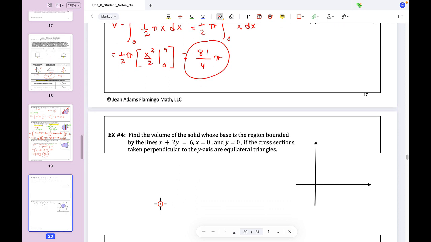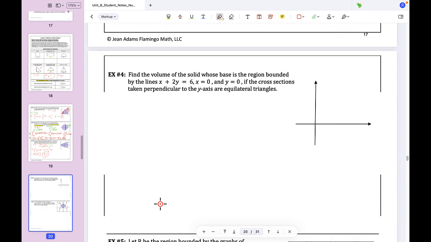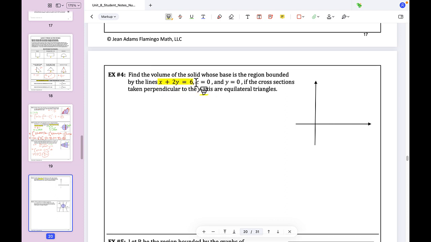Okay, let's look at example 4. Find the volume of the solid whose base is a region bounded by the lines x + 2y = 6, x = 0, and y = 0. Well, x = 0 and y = 0, those are the x and y axis. So let me just graph this line, x + 2y = 6.